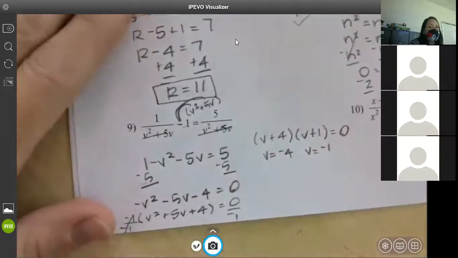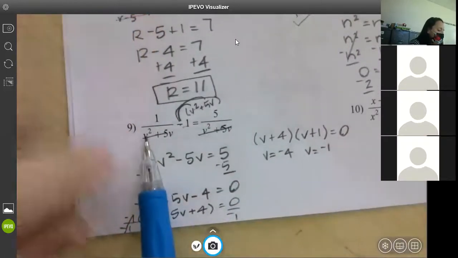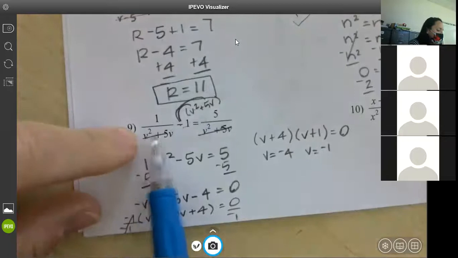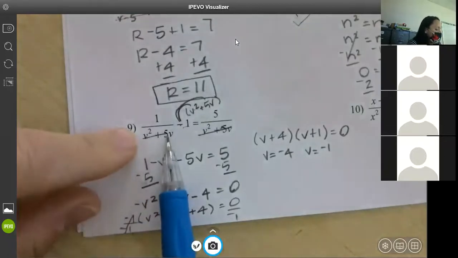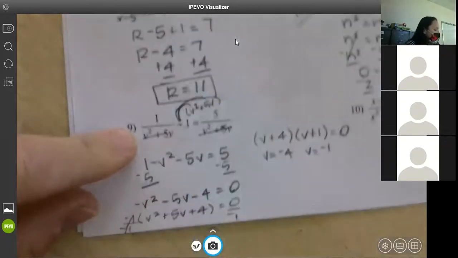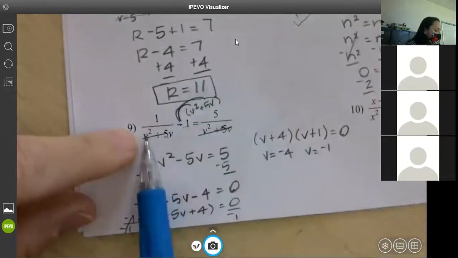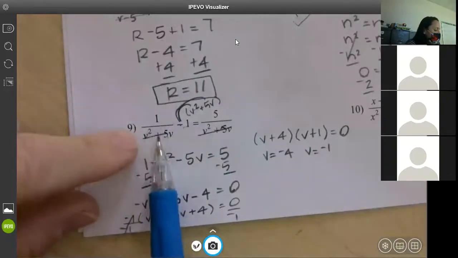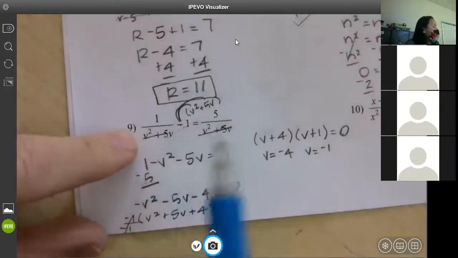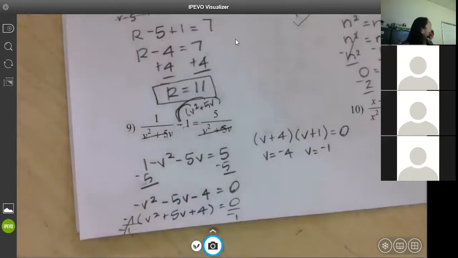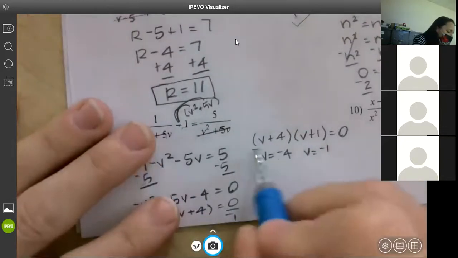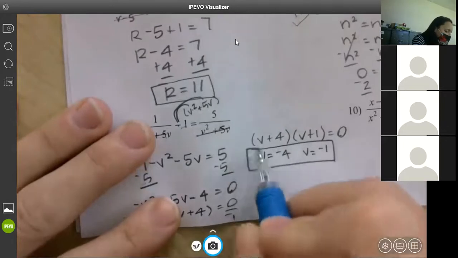You want to plug it back in and make sure that it's okay. -4 squared is 16 plus 5 times -4 is -20. It doesn't give me 0, so it's okay. Plug in -1. -1 squared is 1 plus 5 times -1 is -4. We're good. It doesn't give us 0. Is everybody good? So both of these actually work. No extraneous solutions on this one.